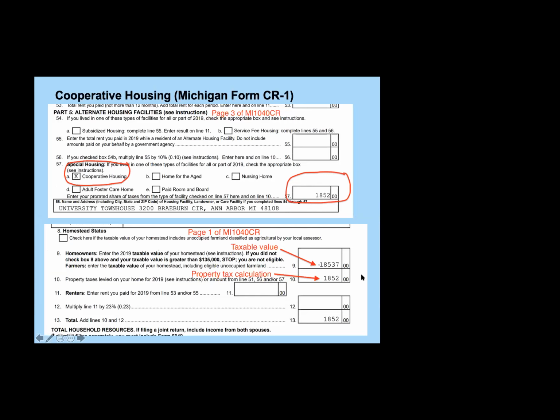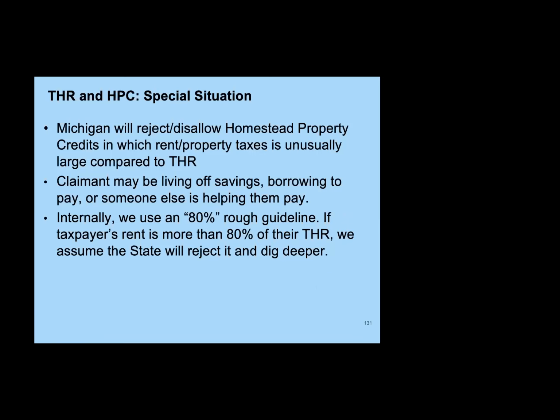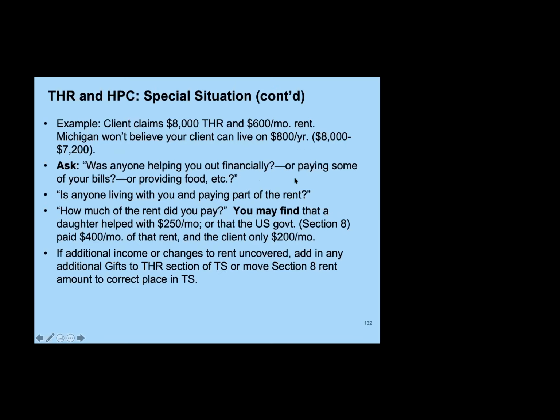Special situation for a homestead property tax credit is when I think, did I see something, Patrick and Julia, where we made this 75% this year, or is it still 80%? But when the rent is greater than 80%, is what the slide says, we need to generate a letter because the state will reject it. They'll say, how could you have rent that's 80% of your total household resources? Well, there's some good reasons why. And our experienced clients know what those reasons are.